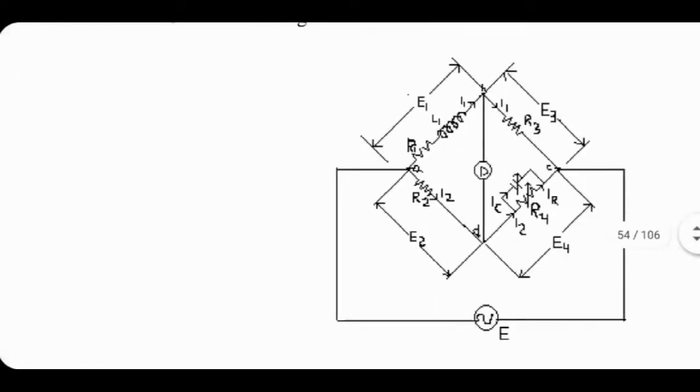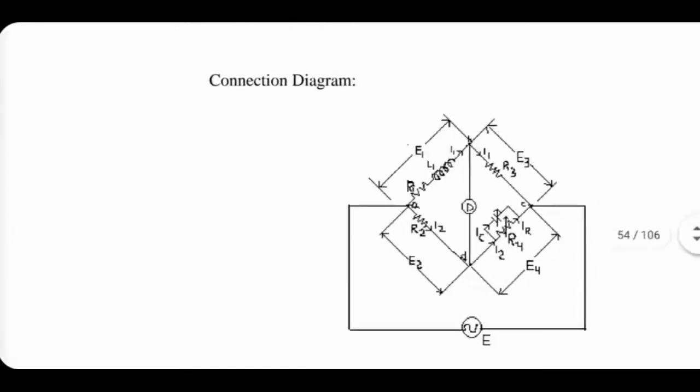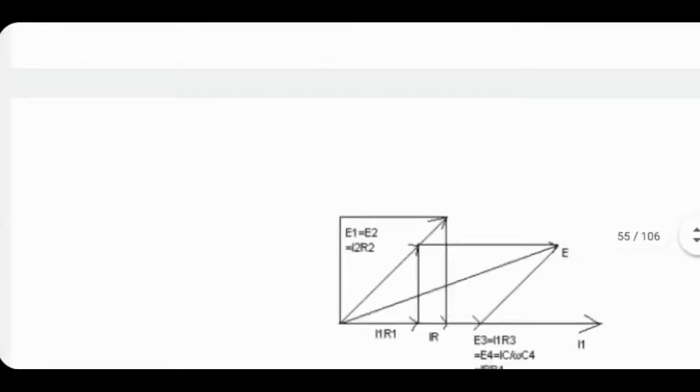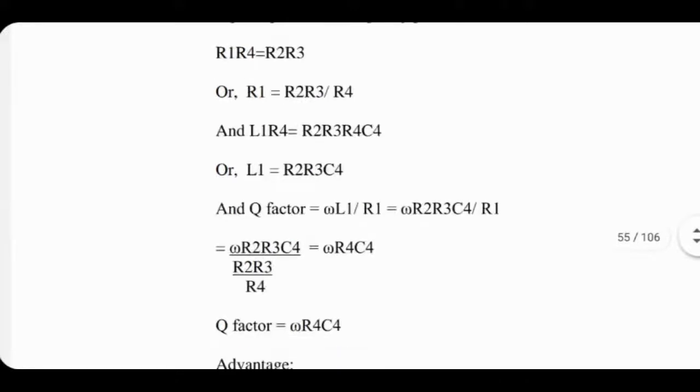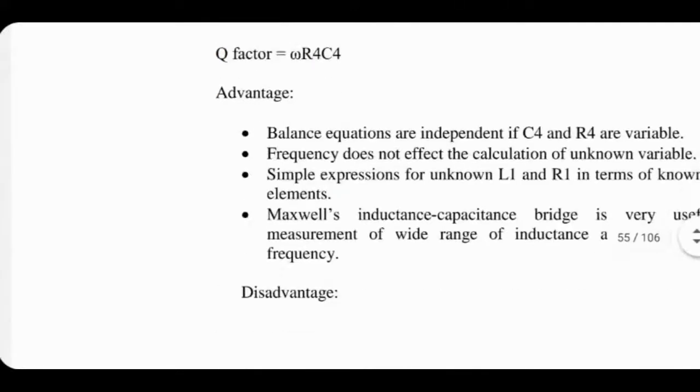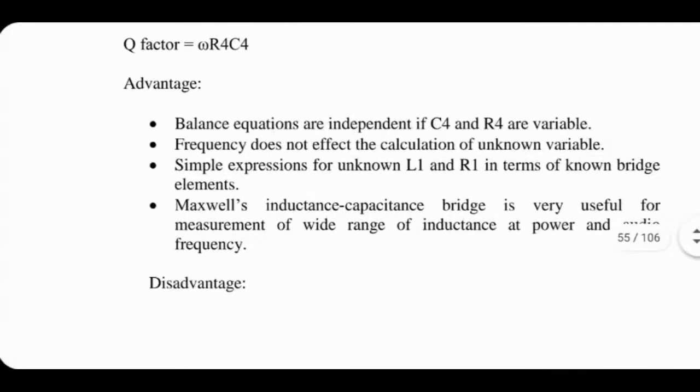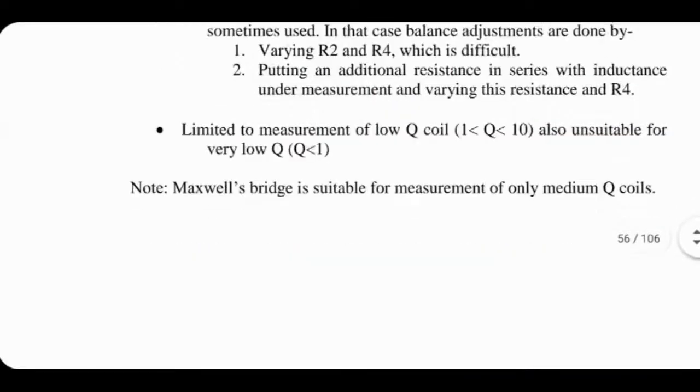You can see a series RL circuit in one case, a parallel RC circuit in the other branch, and the other two branches have pure resistors. You can always work out the balance equation when the deflection will be 0, and from there you can figure out the unknown values. I know I'm rushing fast because this is not actually in the course syllabus, but I thought I'll give you the basic idea that AC measurements are possible.